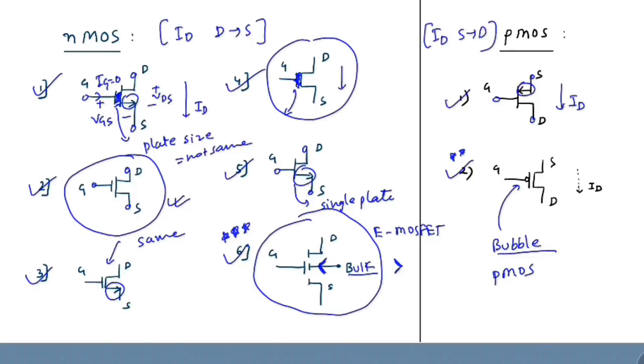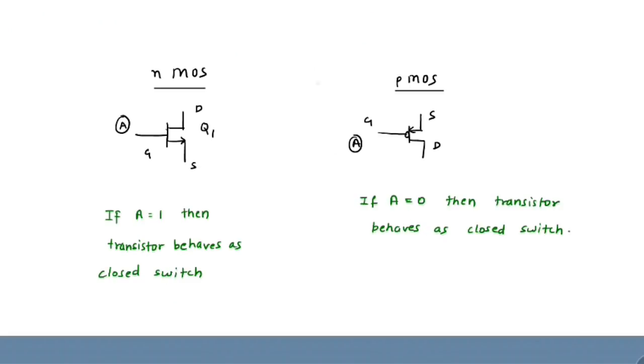So this was the basics about the PMOS and NMOS. And if the bulk has the opposite sign, it is also known as the PMOS. Okay, and the bubble is the very important case. In this slide, we will see how our NMOS and PMOS behave as the short circuit and the open circuit. So what are the logics and what is the criteria to behave as the short circuit and the open circuit? So now we will see the first case and the first symbol, that is the NMOS.